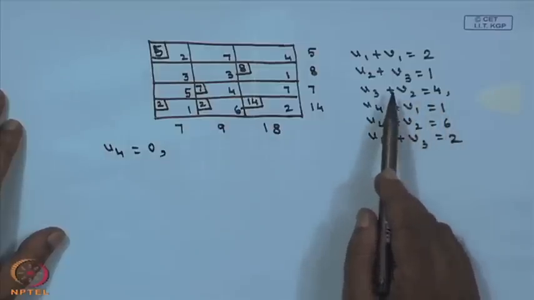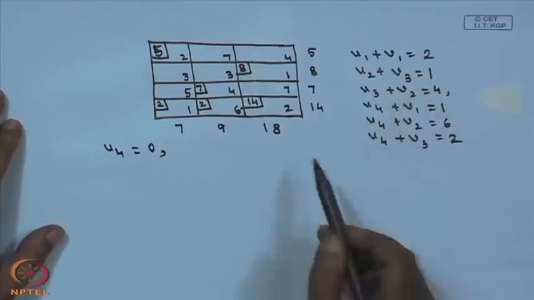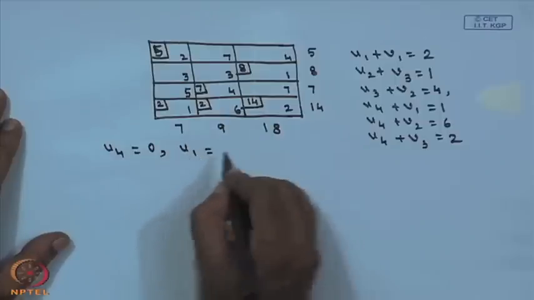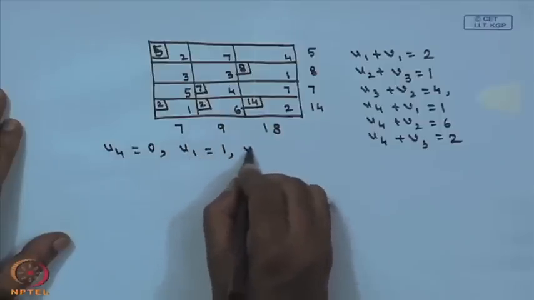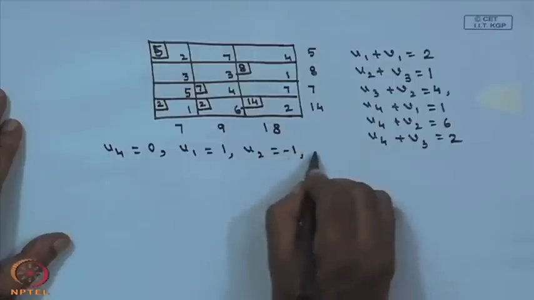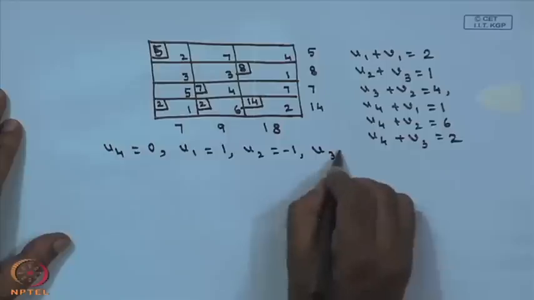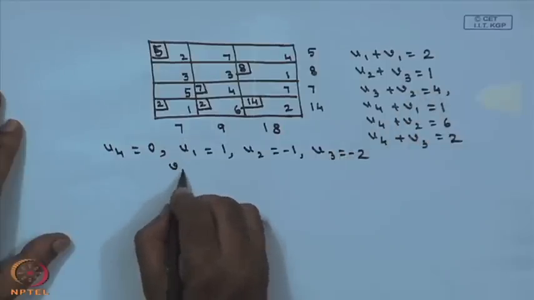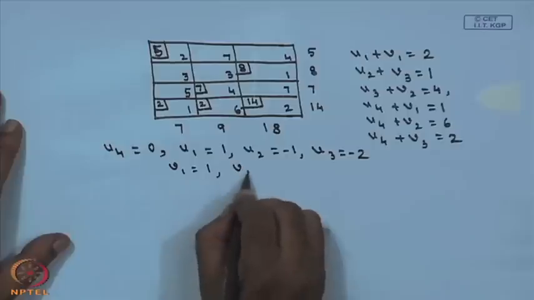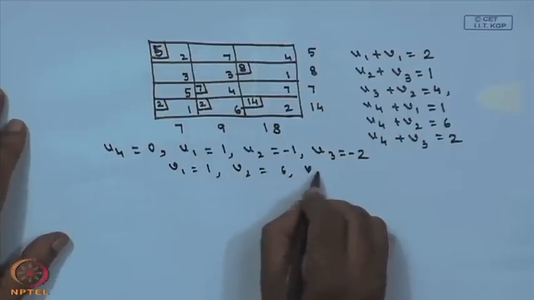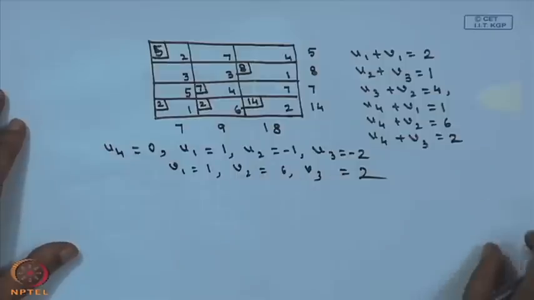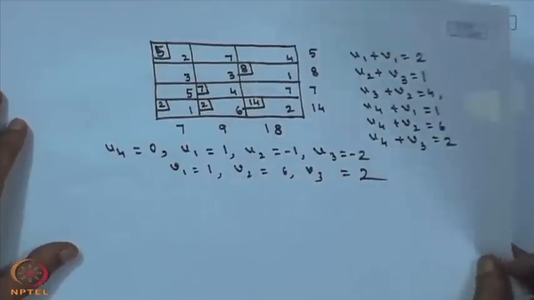Once you have set U4 equals 0, you can find out the values of U1, U2, U3, and V1, V2, V3. If you calculate, you will obtain U1 equals 1, U2 equals minus 1, U3 equals minus 2 by solving these equations only. V1 equals 1, V2 equals 6 and V3 equals 2.